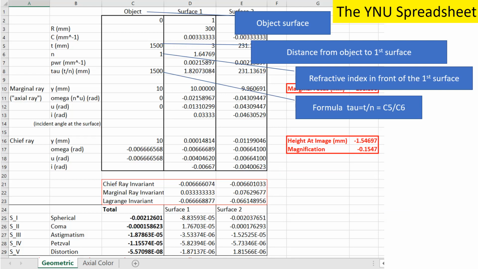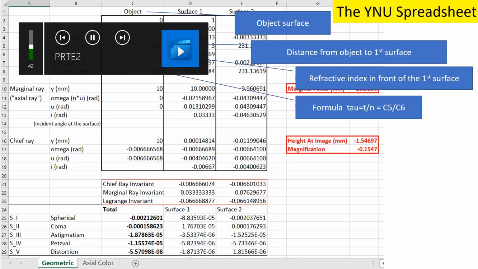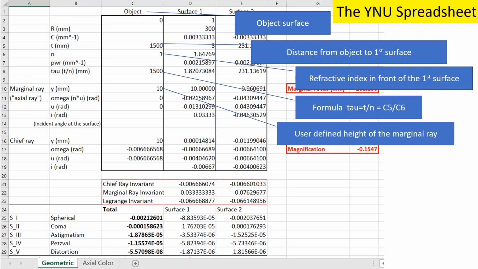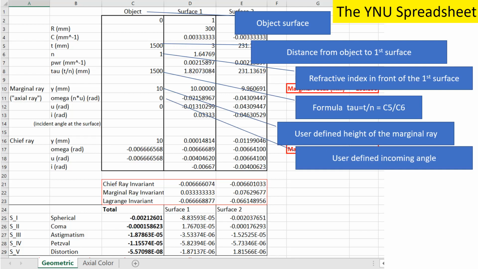I think it's called the reduced length. A given would be how high that marginal ray needs to be above the surface, and we just did it with a height of 10 millimeters. Another given would be the angle of that ray, and well, we made it a marginal ray, so it's 0. Always make that 0. You can calculate the angle from that, but of course it's going to be 0 too.